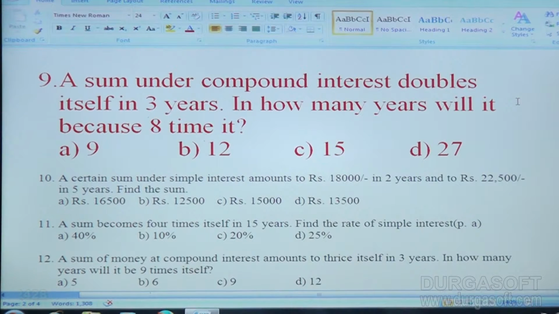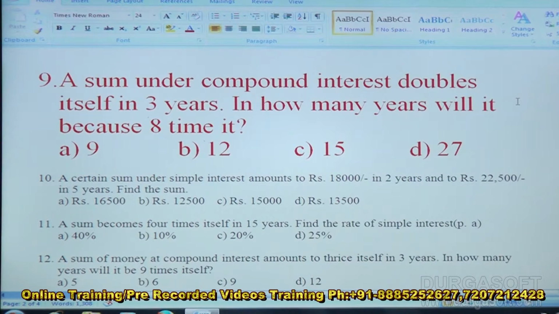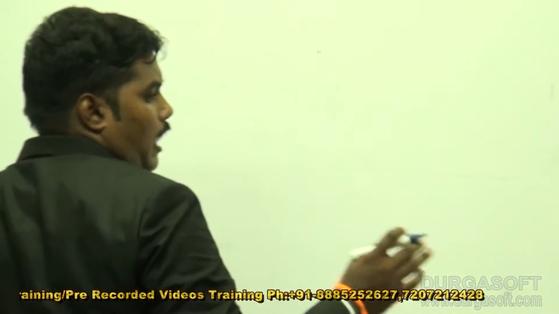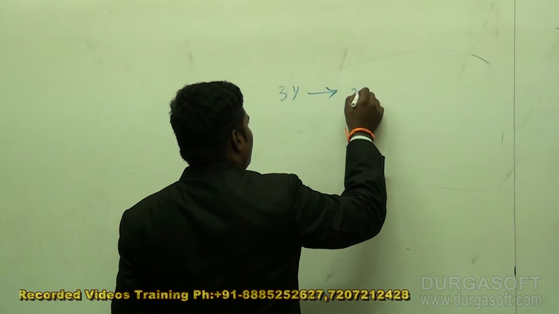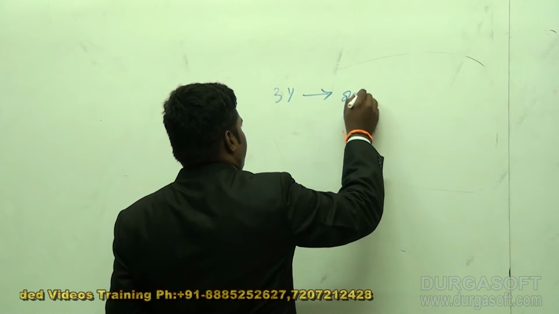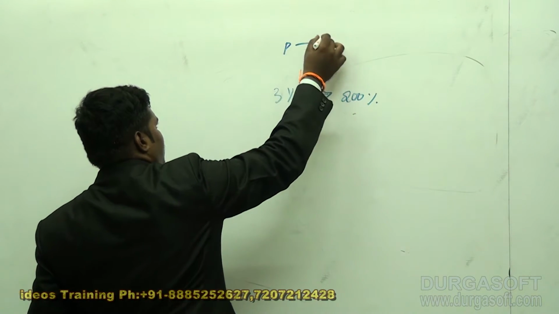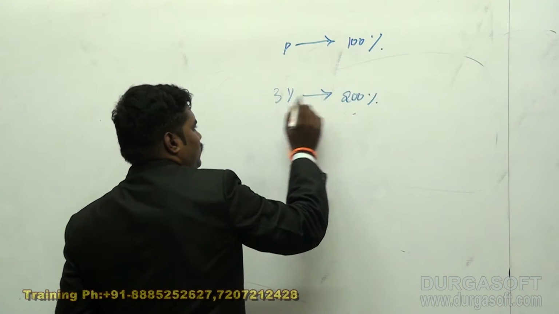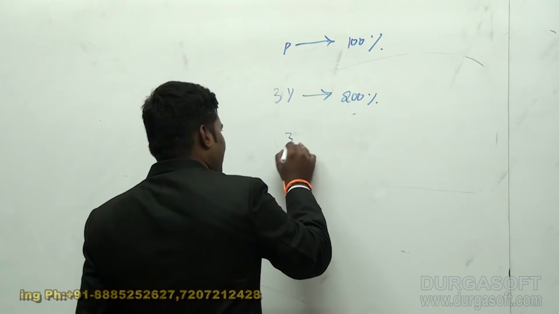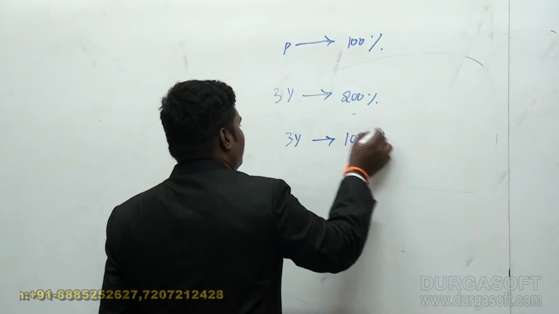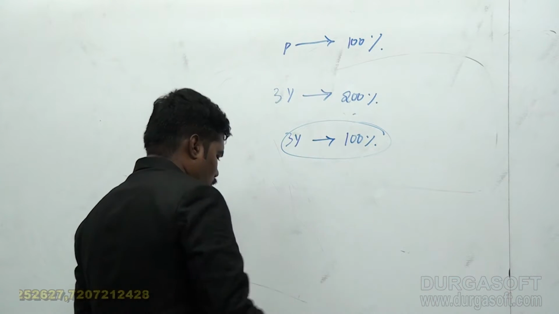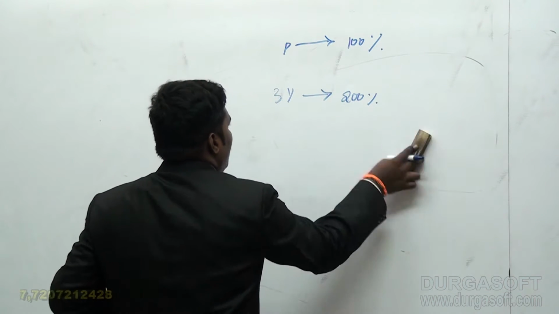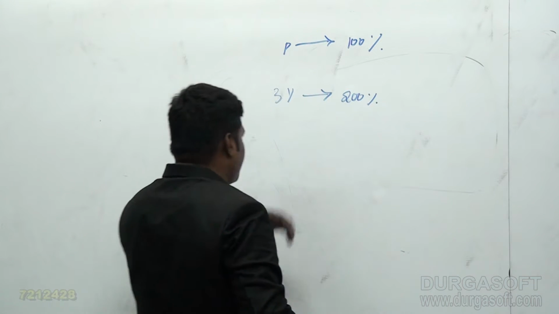In simple interest, we generally directly use the unitary method, whereas in compound interest, we can't do like that. Look here, in 3 years it is doubled. Double means 200%. Initially, at first year, principal is 100%. After 3 years it is 200%. So in 3 years it can add 100%, right? So for the next, here in compound interest, only the powers are applicable.